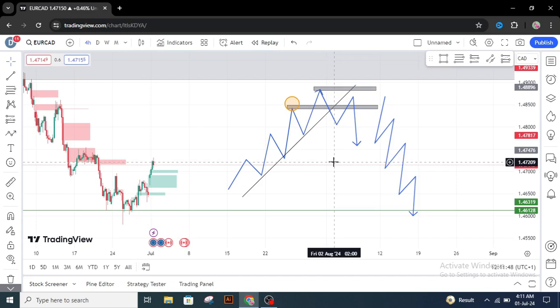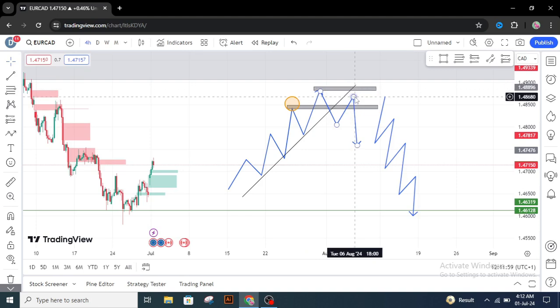So now the question is this: when exactly should you enter the market? Don't enter the market after it breaks. Enter the market after the retracement. Either it retraces to this point or it retraces down to this point to touch this support resistance, which also aligns with the trend line. That's when you should enter.